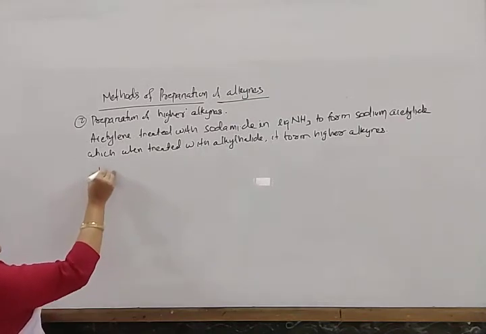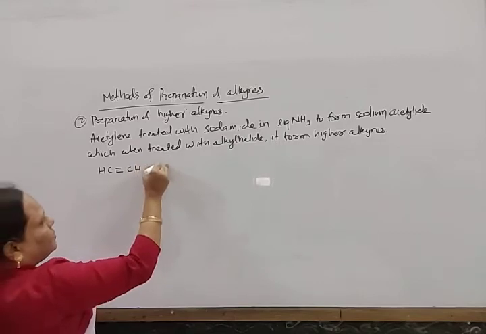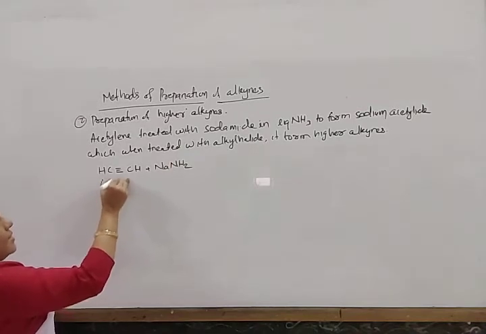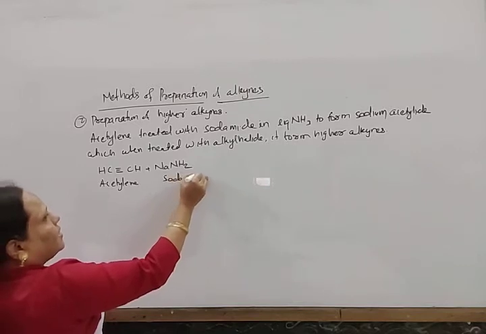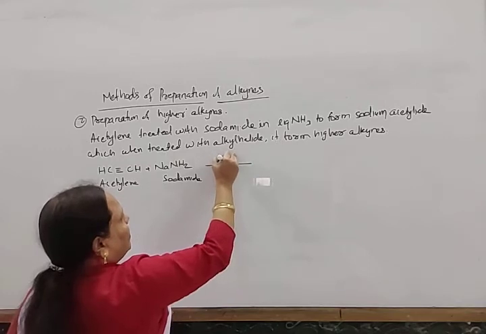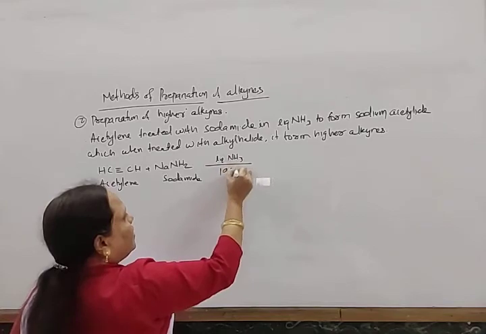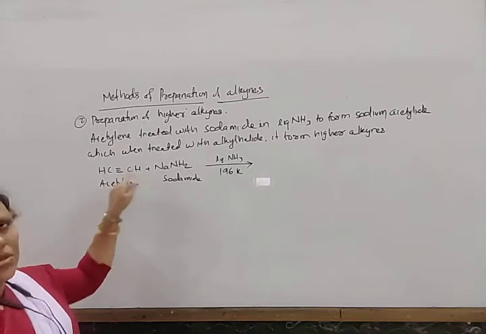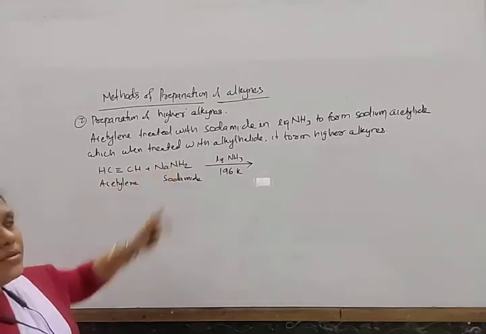Look here. HC triple bond CH, which is acetylene, when treated with sodamide, NaNH2, in liquid ammonia as the medium, at temperature 196 Kelvin, undergoes a substitution reaction. Sodium comes here, and hydrogen comes here to liberate ammonia.